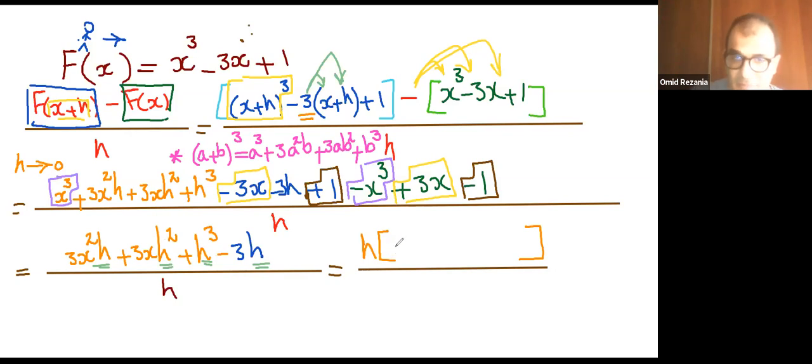I'm left with the 3x squared. From the second term, when you factor h, you are left with 3x h. And from the third term, you are left with plus h squared, because one of them is standing outside of the door, and you are left with what? You are left with minus 3, which is going to be here. Also, I know that still I have h.